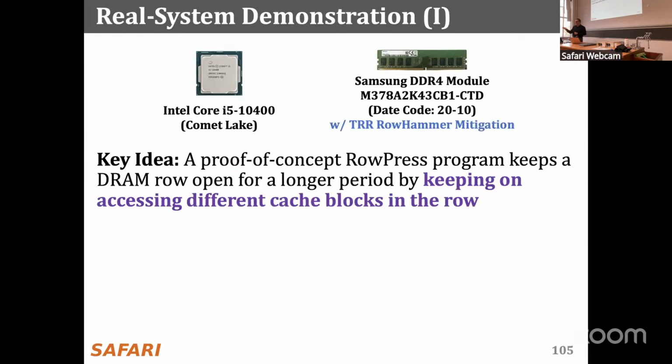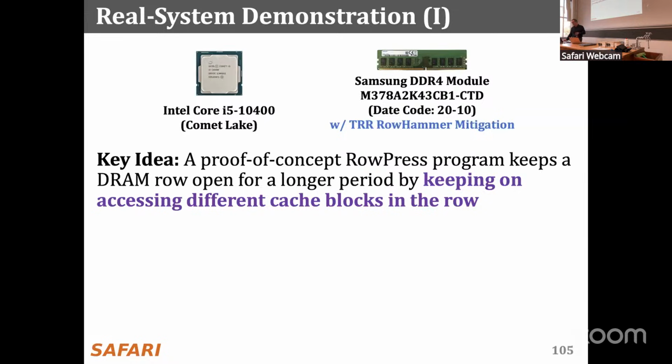Okay, so we did a real system demonstration. Of course, once you discover something like this, the question to ask is, can you actually induce this with a user level program in a real system? And Hao Song was able to do that with help from other people also, like Ataberk. But basically, the idea is, can we write a proof of concept program that keeps the DRAM row open for a longer period by keeping on accessing different cache blocks in the row, assuming there's some sort of open row policy that's employed in a commercial memory controller.